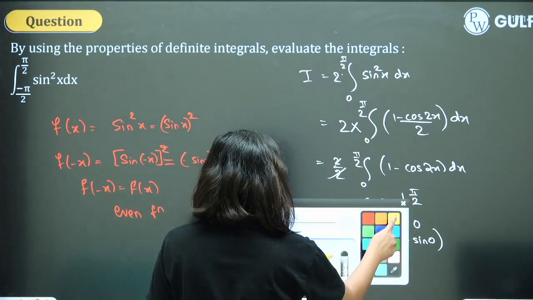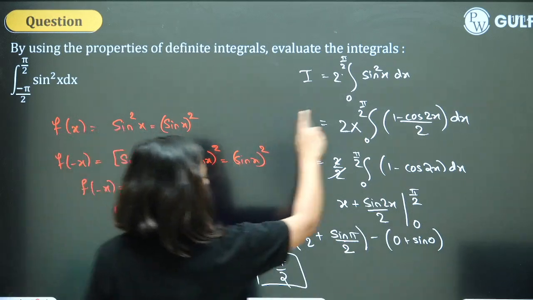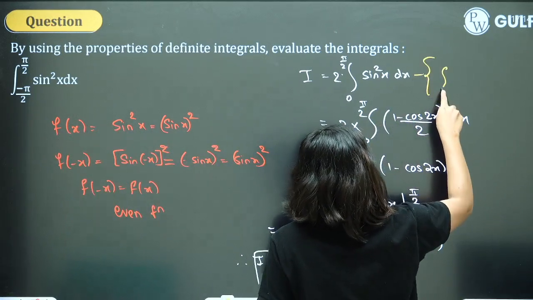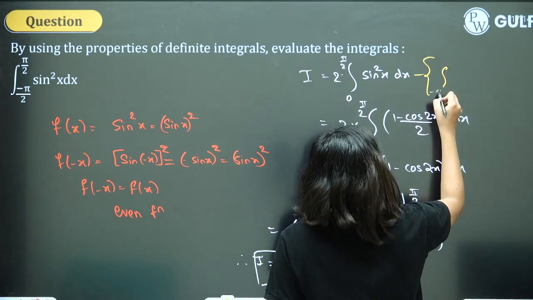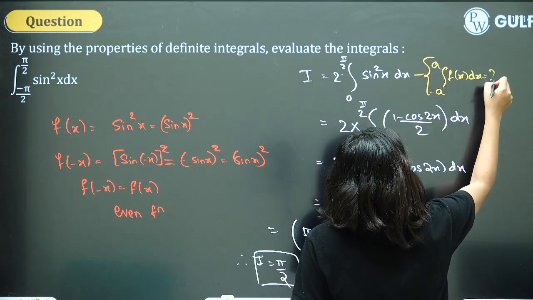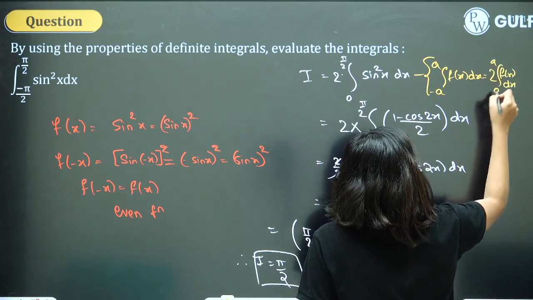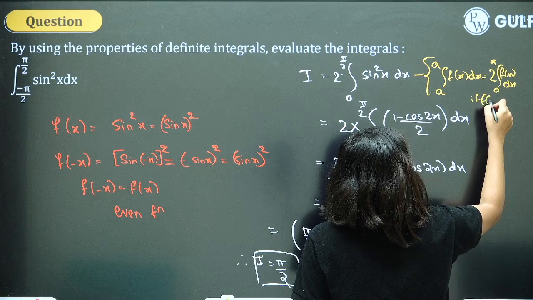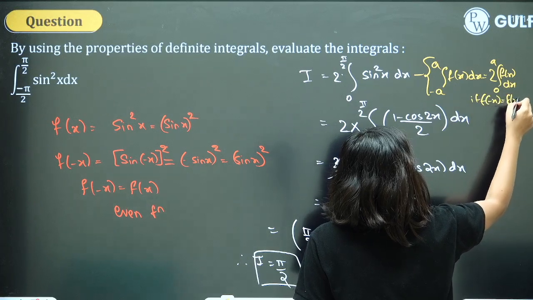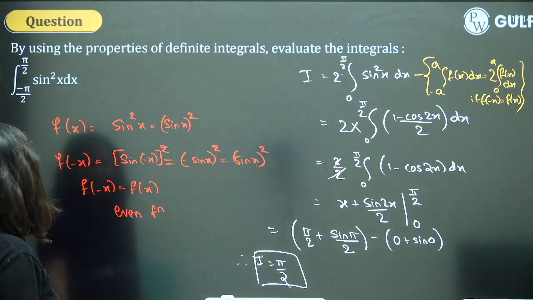And once again, it's very bad. I should have written the property here. Integral minus a to plus a f of x dx is equal to 2 times integral 0 to a f of x dx if f of minus x is equal to f of x. Okay, it is very important to write the property.